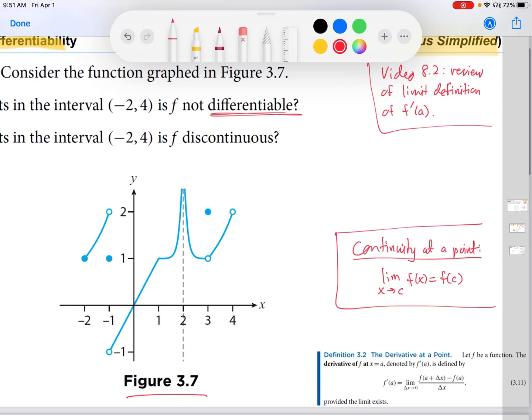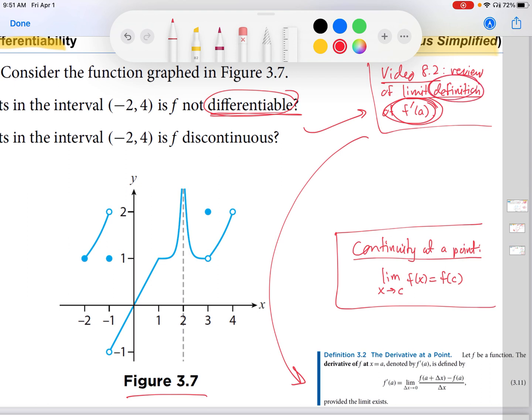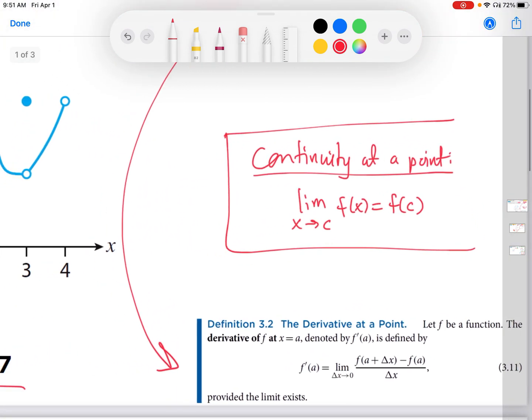First of all, I might want to point you to video 8.2 in this series for a review of the limit definition of the derivative. So I've also put it down here, and I'll talk about it in a minute. But why do I point this out? Well, differentiable is, in its simplest form, about the derivative existing. So f prime of a exists. And we have a definition for f prime of a. I'll zoom in here. This is the limit definition.